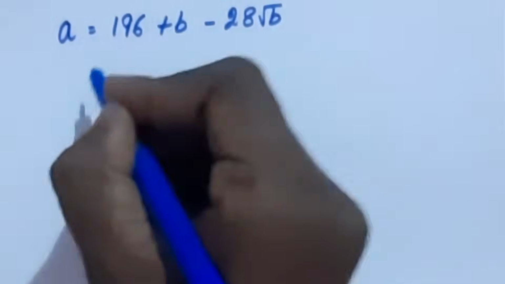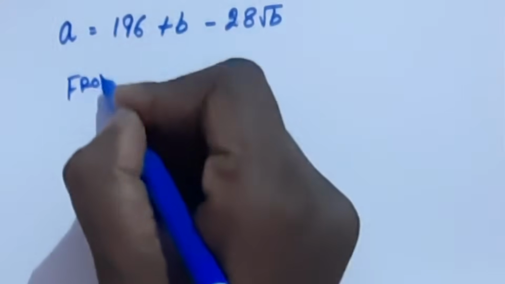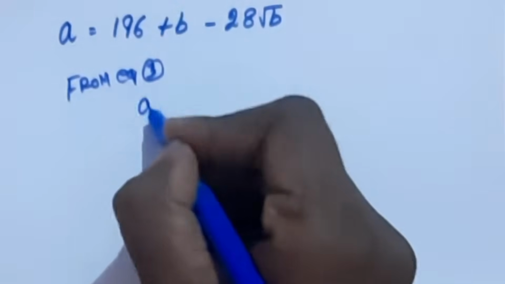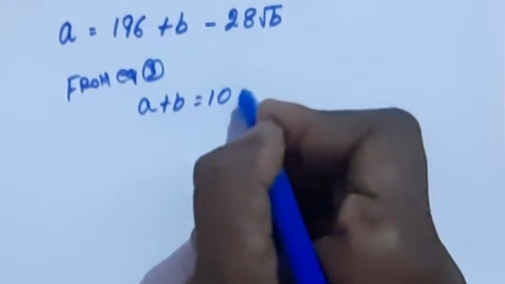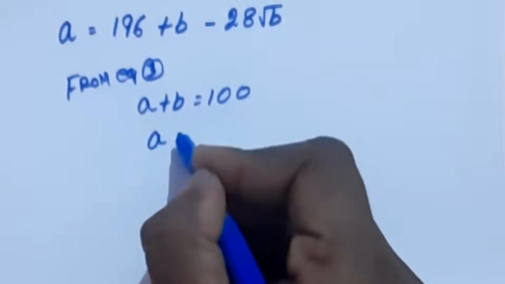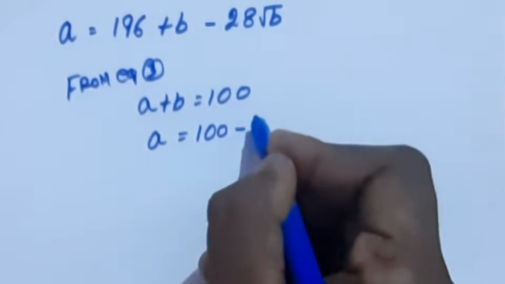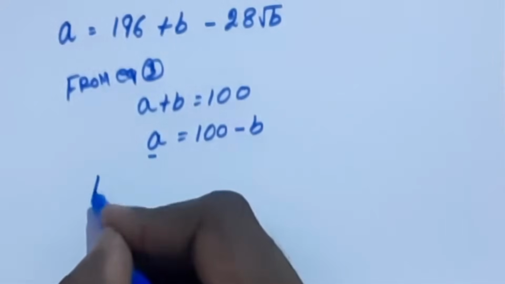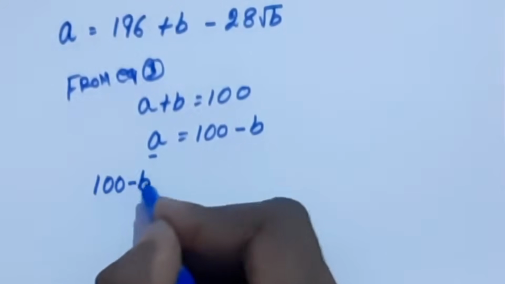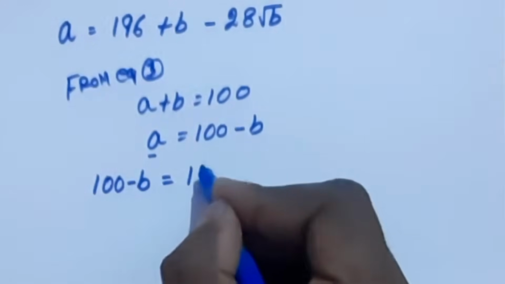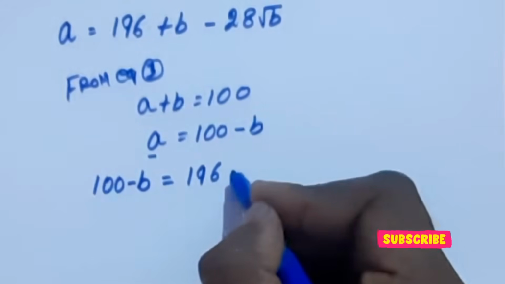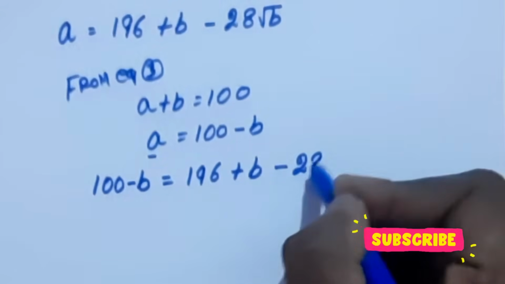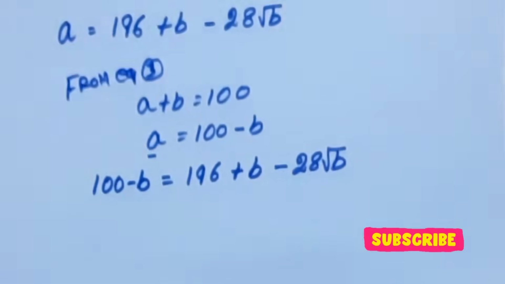Now from equation 3, a plus b equal to 100. Now a equal to 100 minus b. This a value we are going to substitute here. So 100 minus b equal to 196 plus b minus 28 square root of b.